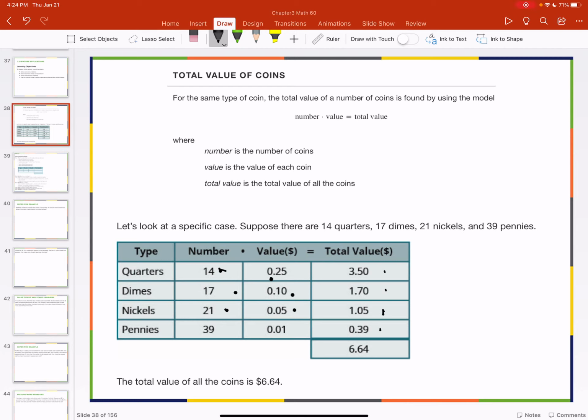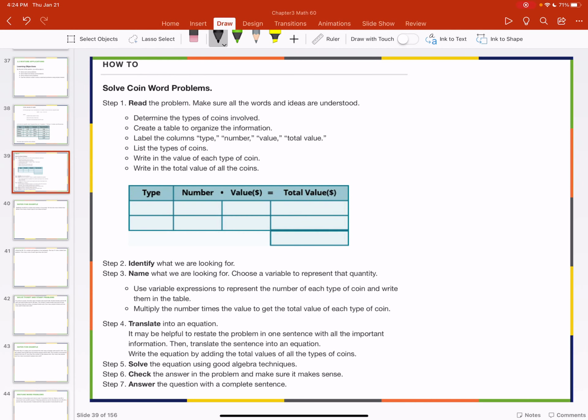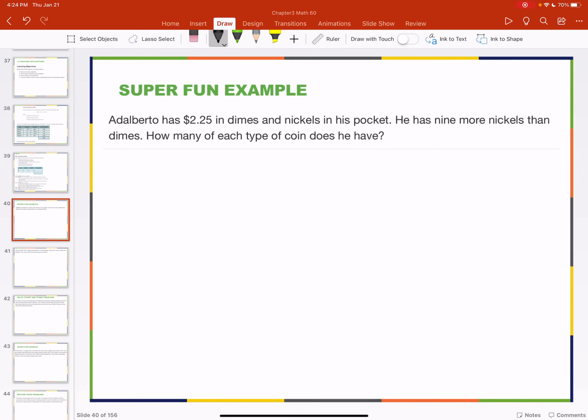We're going to use this kind of chart lots of times. Before we do another problem, how do we solve them? We read the problem and ask what types of coins are involved. We can create a little table: type, number, value, total value. We list the types, the values, and then write the total value. Then we name what we're looking for, use expressions to represent the number, translate into an equation, and solve it. Then you can check and answer it.